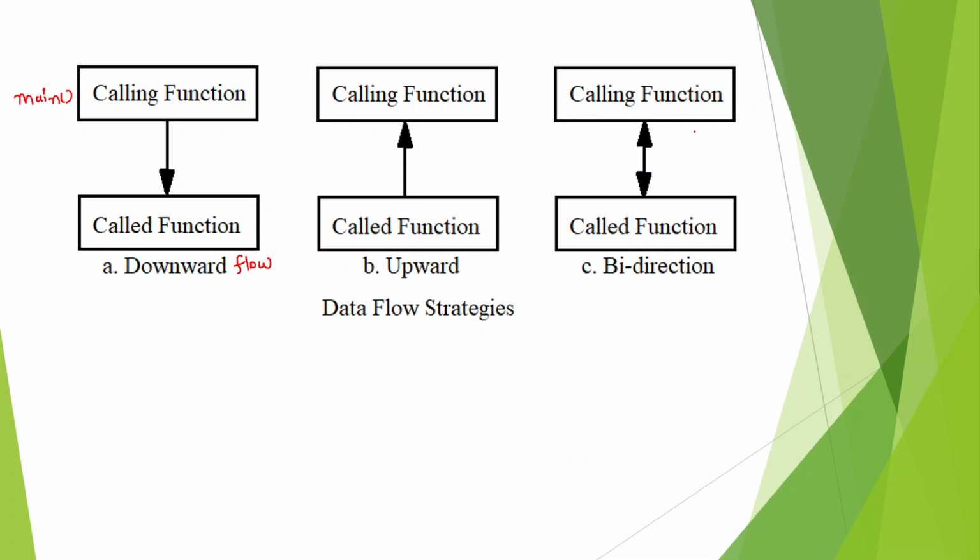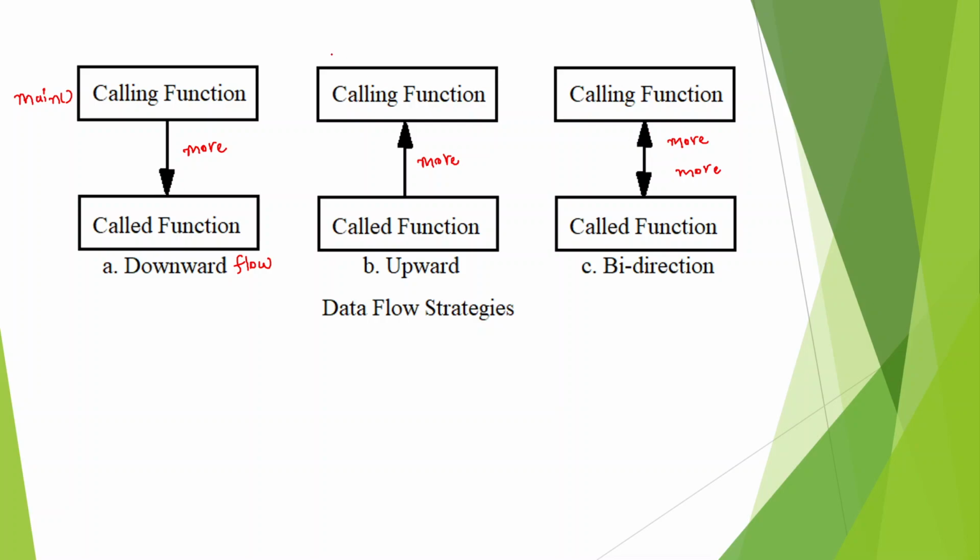Bidirectional means both: the calling function sends some values to the called function, and in return receives values from the called function. Here only passing, there only receiving back. Passing more values from calling to called is downward. Returning more values from called to calling is upward. Both passing more values and returning more values is bidirectional. This is what we need to understand.